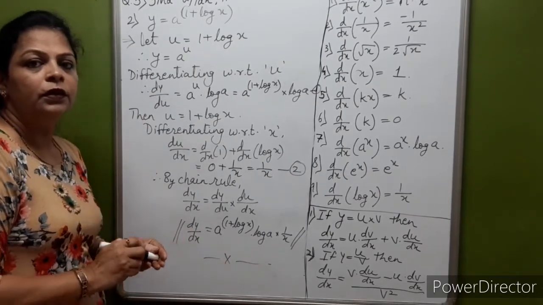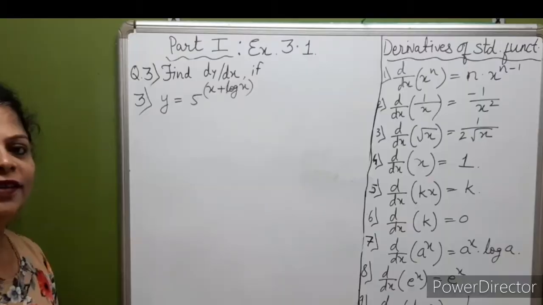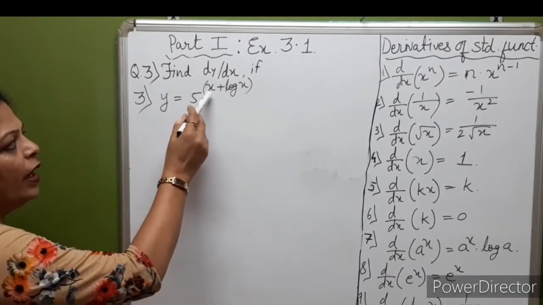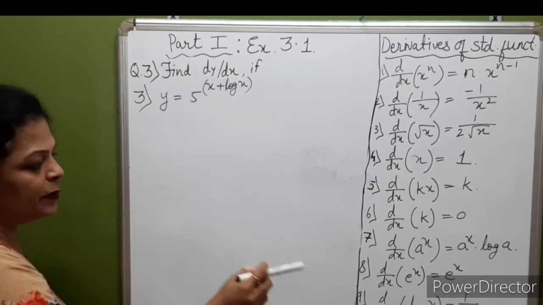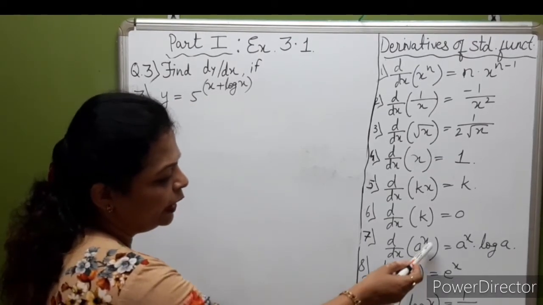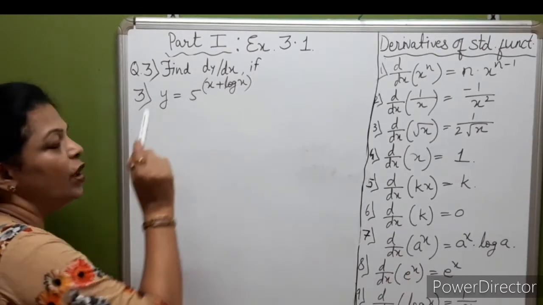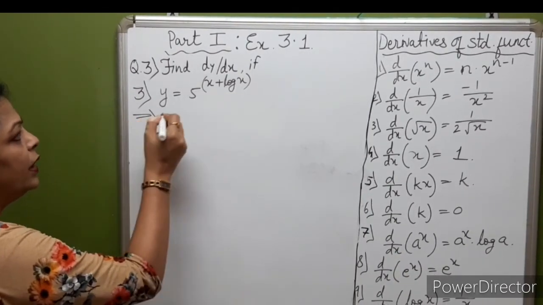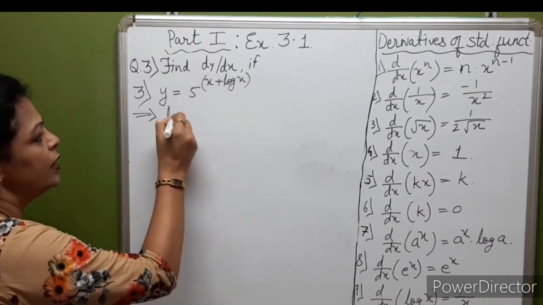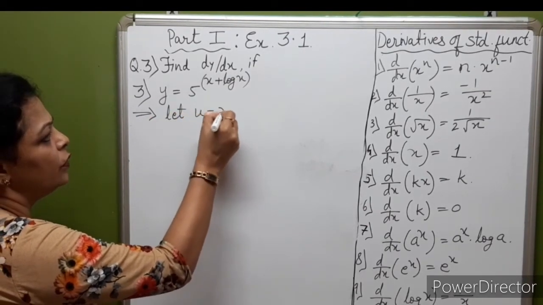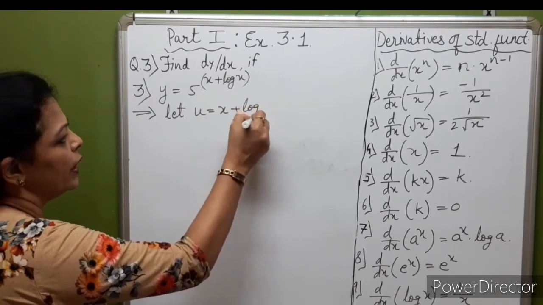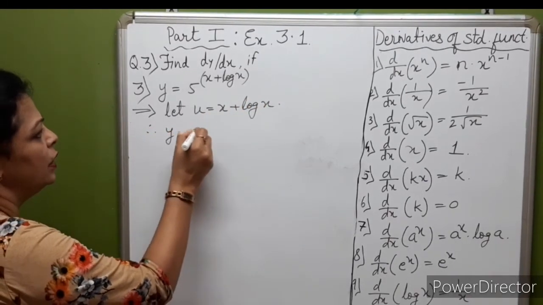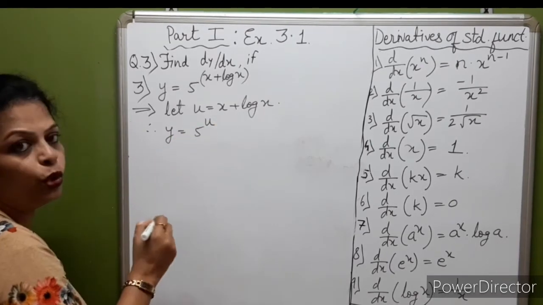Right? Now the last sum. Now see the third sum. y is equal to 5 raised to x plus log x. That means it is in this form, a raised to x. Here a is your 5. So as usual, first we try to get it in the standard form. So we'll assume let u is equal to x plus log x. Therefore your y is 5 raised to u.